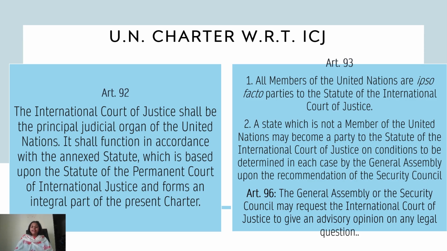Now, the second paragraph talks about those members which are not the members of the United Nations. So, para 2 of Article 93 reads, a state which is not a member of the United Nations may become a party to the Statute of the International Court of Justice on conditions to be determined in each case by the General Assembly upon the recommendation of the Security Council.